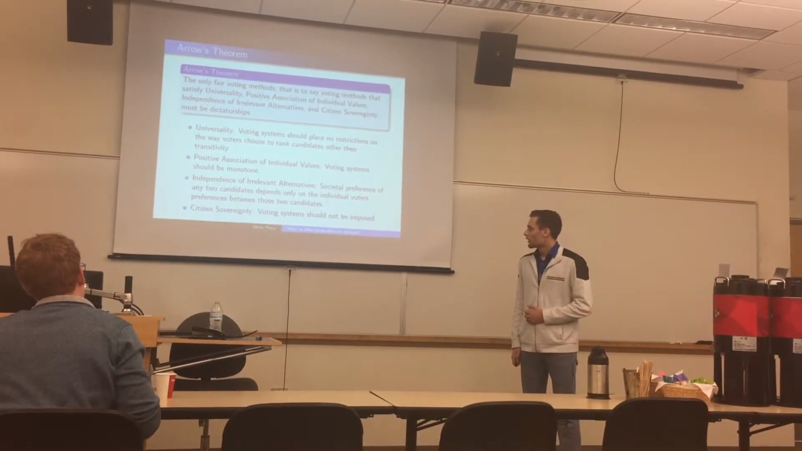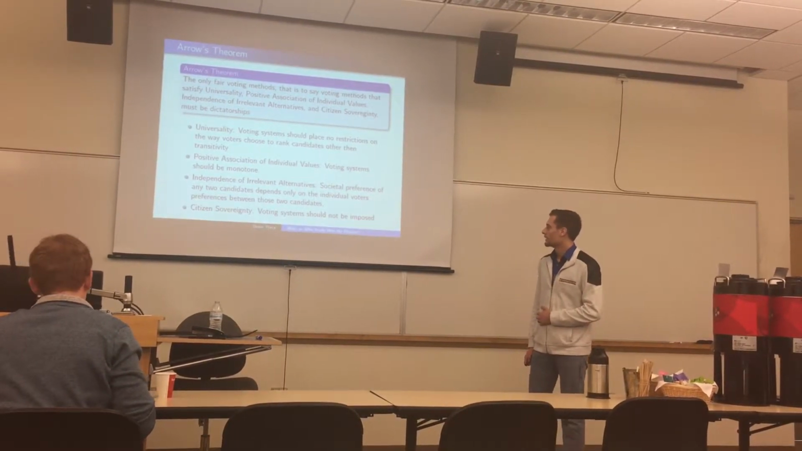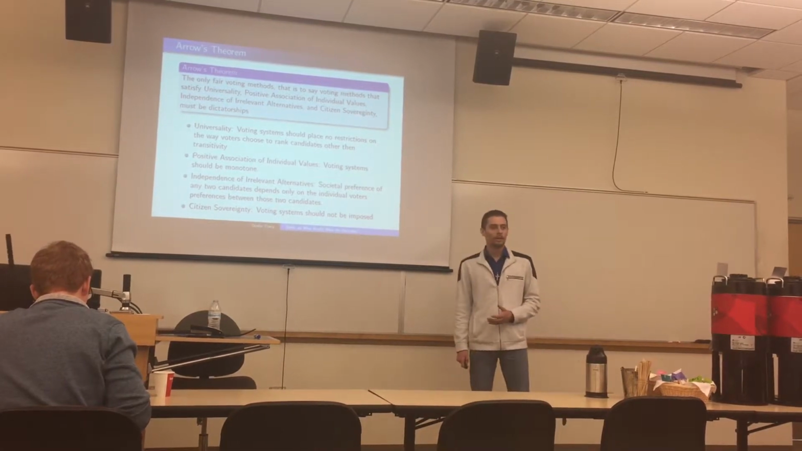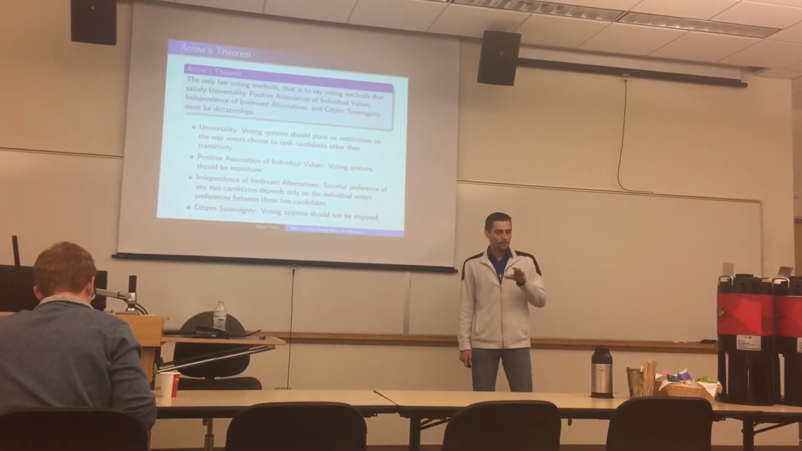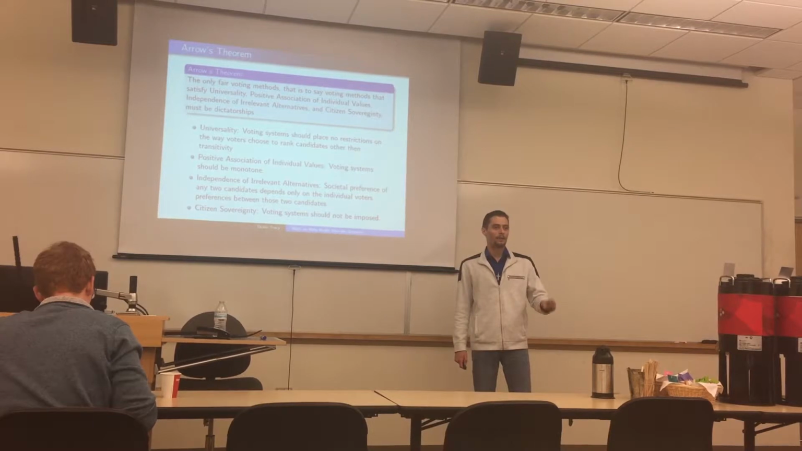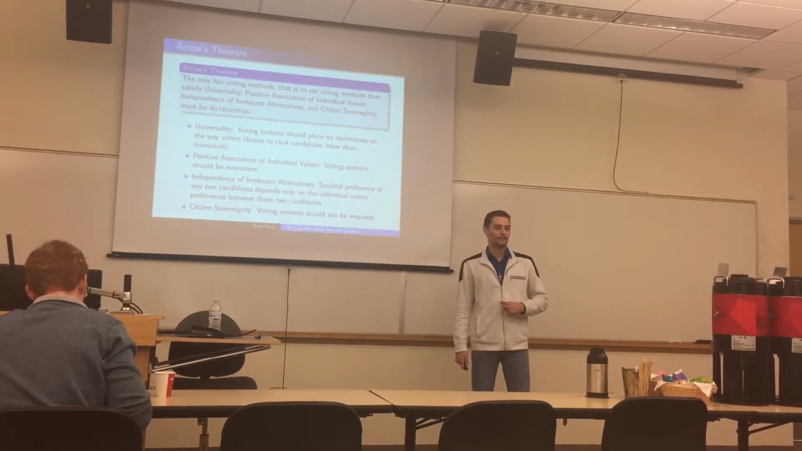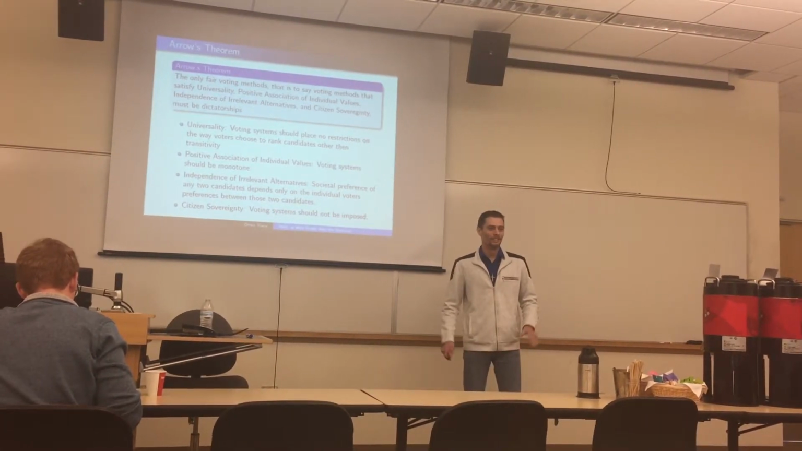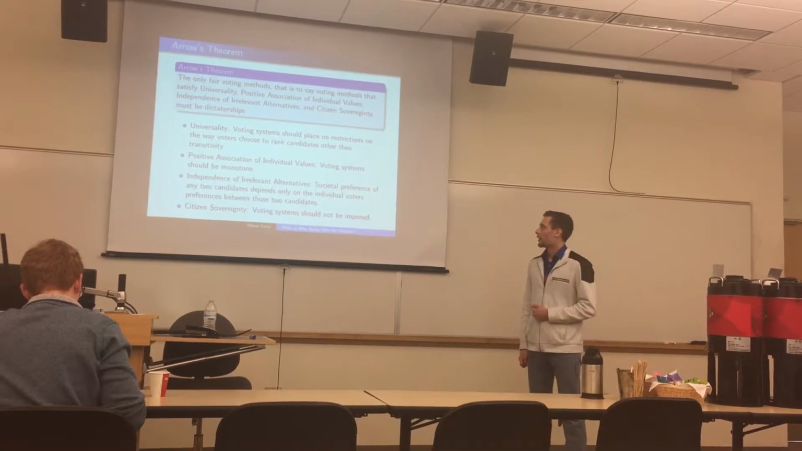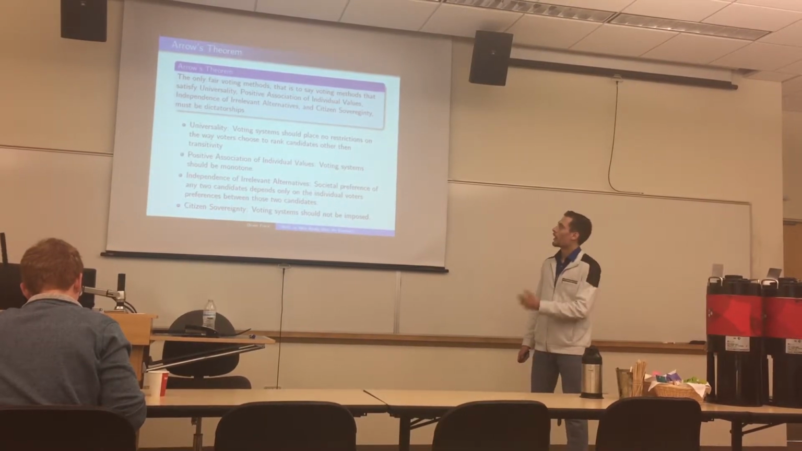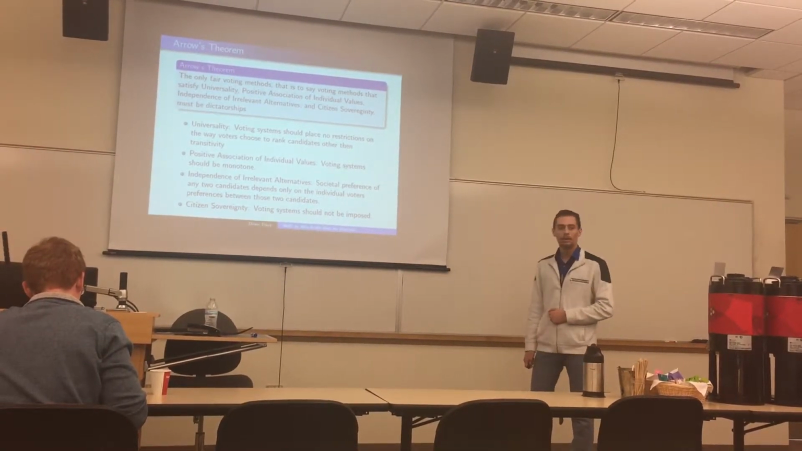And then the last one there was citizen sovereignty. This says that voting systems should not be imposed. It's not fair if my voting system says candidate A is going to be preferred to candidate B because I said so. It has nothing to do with your vote. Those are Arrow's axioms, and I'm going to claim that if they all hold, it's a dictatorship.